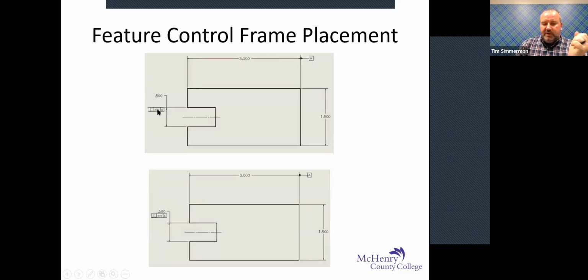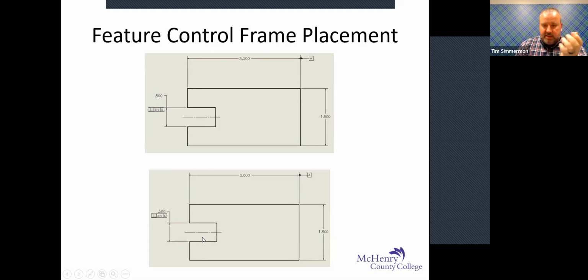If we take a look, believe it or not, these are the exact same symbols, the exact same part. Except in this one, the GD&T feature control frame is attached to this extension line, and in this one, the GD&T is attached to the dimension. They have 2 different meanings. In this particular one, the perpendicularity applies only to this face. And in this one, the perpendicularity applies to the center plane between those 2 features.